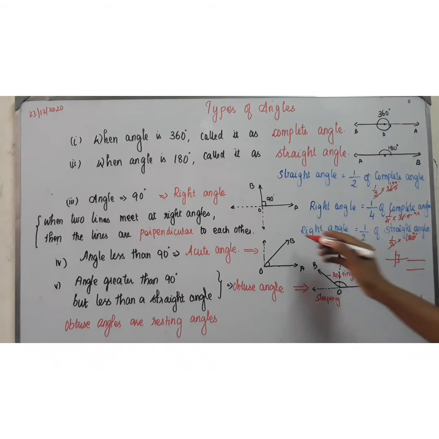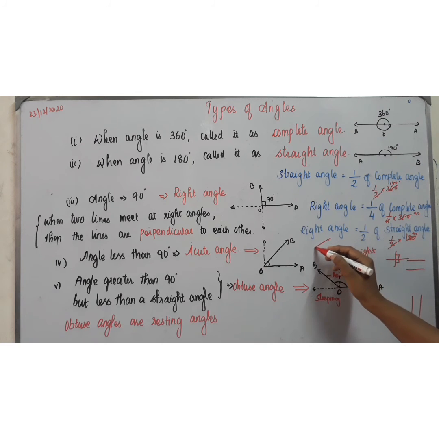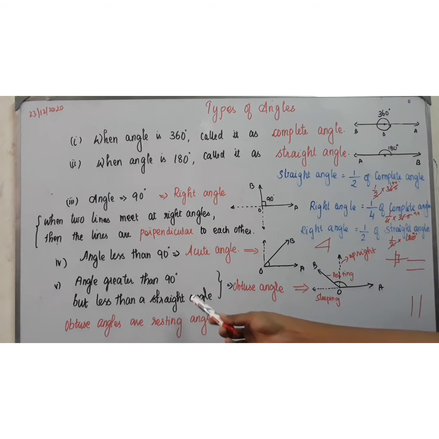Acute angle, it's like A shape, right? You will see it's like A shape. So A means acute angle. You can remember like this. Okay, so acute angle. Then the fifth one, you can see, angle greater than 90°.